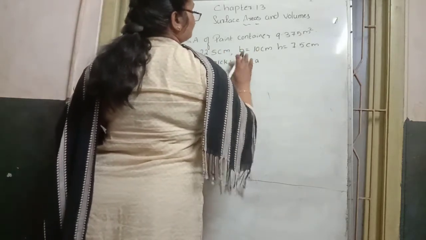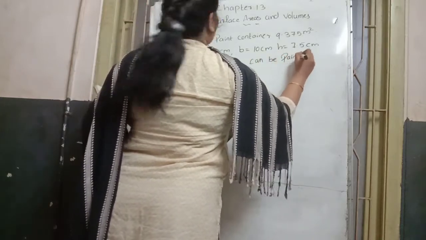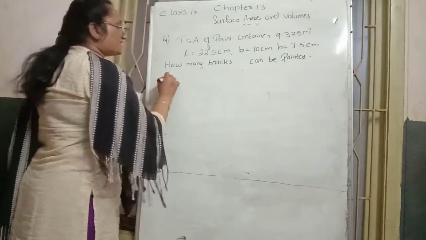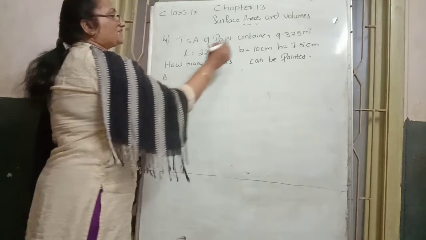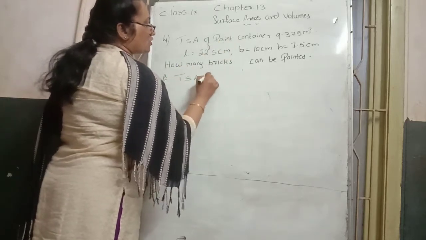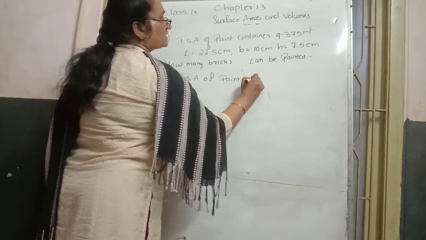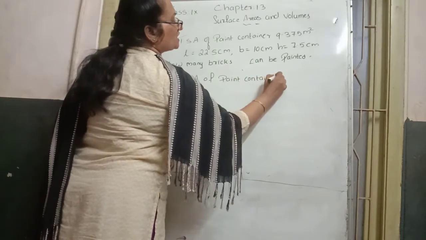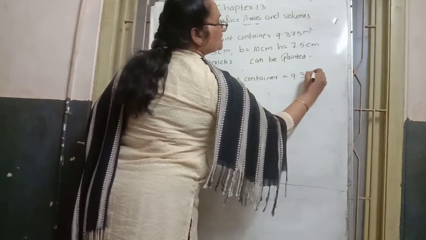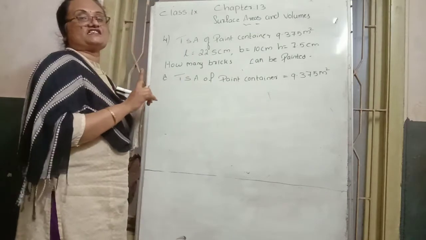of the same dimension can be painted using the paint in this container. So how to find out? First of all, what information is given? The total surface area of the paint container is given as 9.375 meter square.